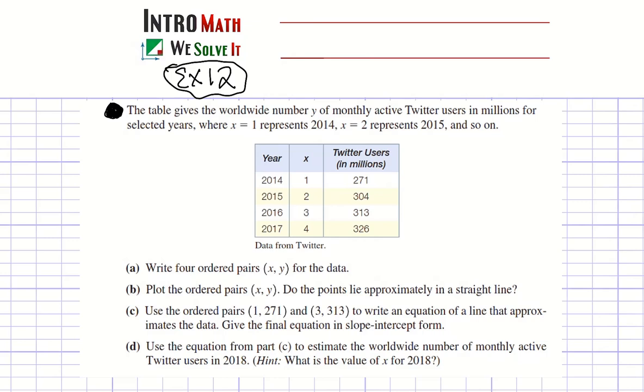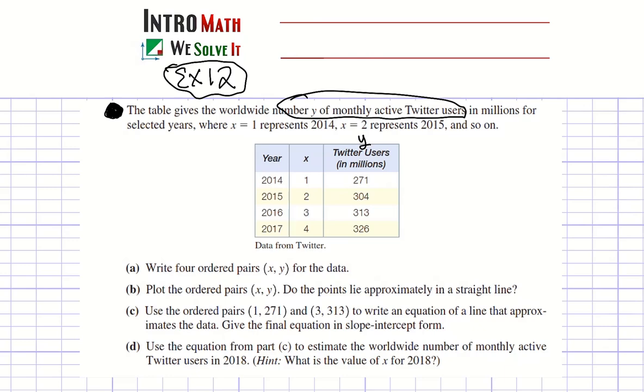So basically, we've seen that before. The first year, 2014, is represented by x equals 1. The rest of the years keep representing like that. And then the users are here. The year is the x value, represented by 1, 2, 3, and the y value is the monthly users right here, the number of monthly users in millions. Okay, it's in millions.